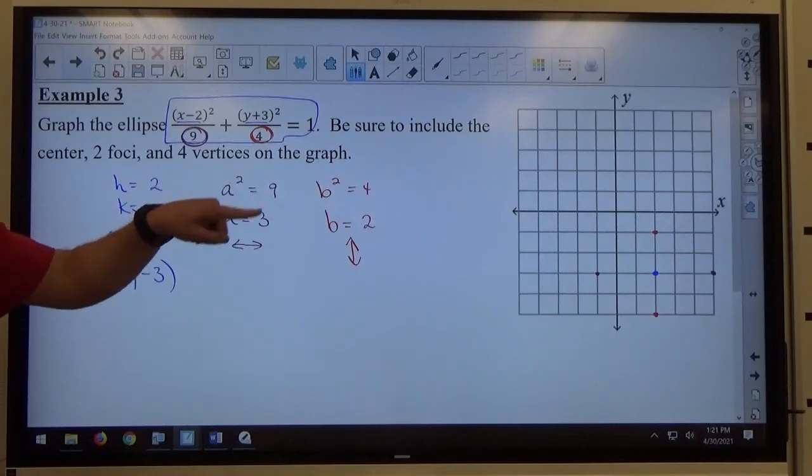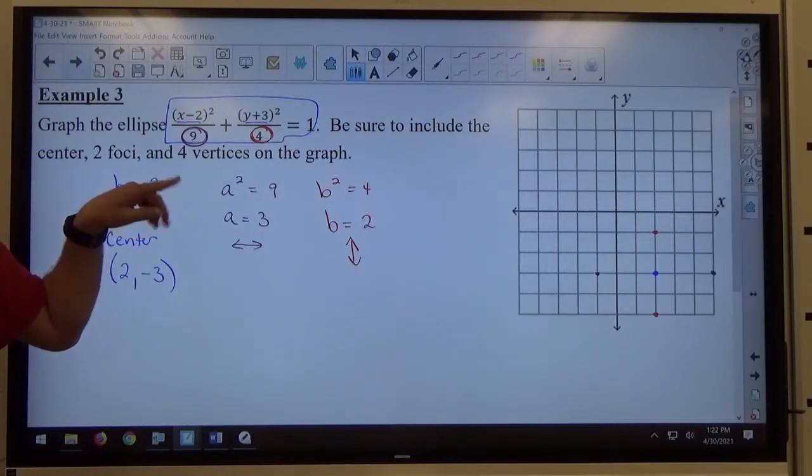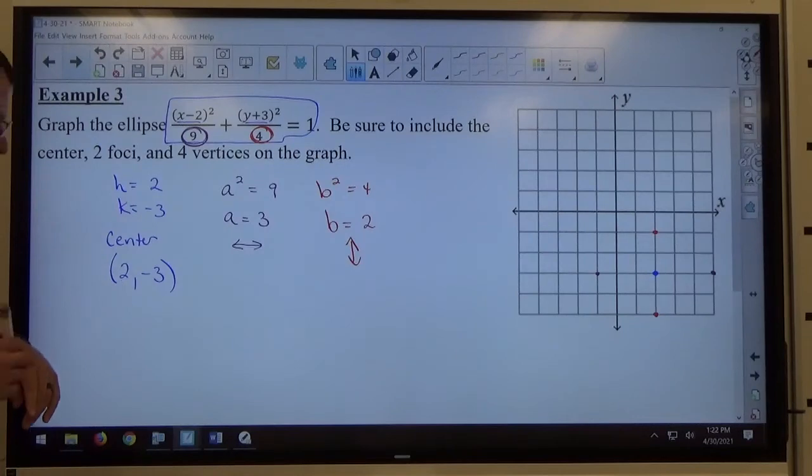I could actually connect the dots right away to get the ellipse, but I still need to draw the foci in there, so I'm going to do that before.